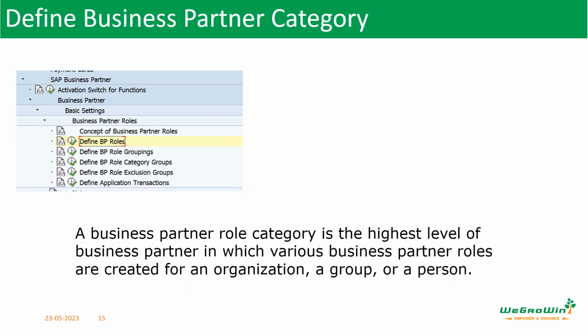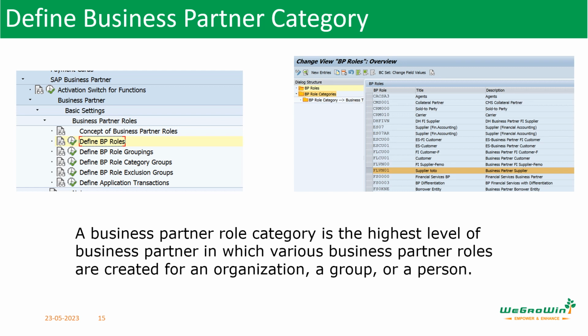Business partner role category is the highest level of business partner, in which various business partner roles can be created for an organization, for a group, or for a person. It is suggested to configure a new business partner role category by copying from the standard business partner role category. This is done through the menu path shown here. Among the list of available business partner role categories is the standard category FLVN01, which is already available there. It is used for the purchasing process.